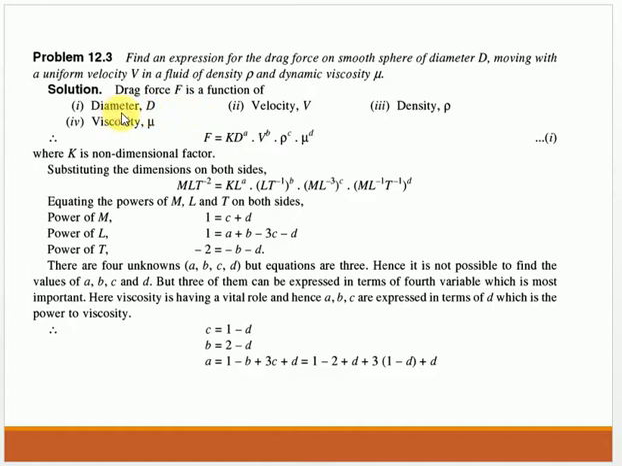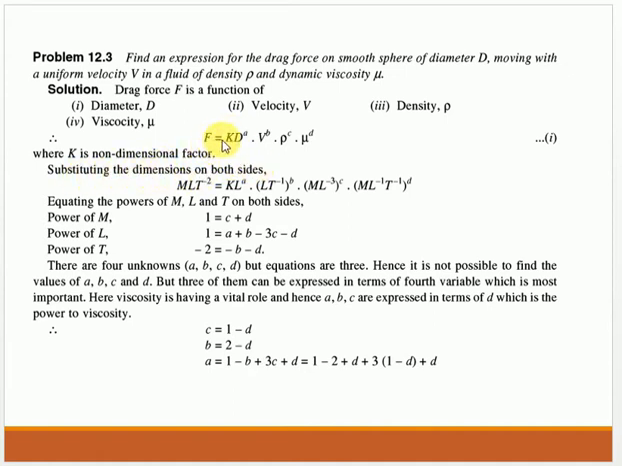The drag force F is a function of diameter, velocity, density and dynamic viscosity. So drag force F equals K times d power a, v power b, rho power c, mu power d. That's how we write the equation: the dependent variable equals a function of the independent variables raised to arbitrary powers. K is the non-dimensional factor.